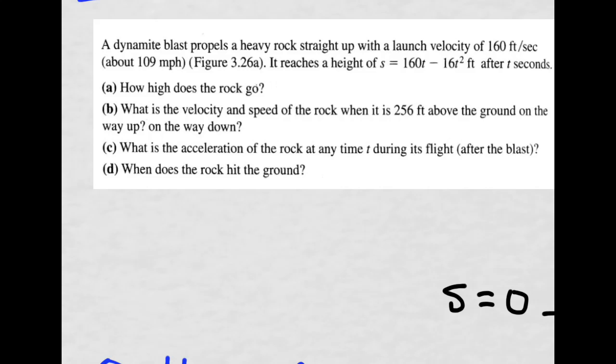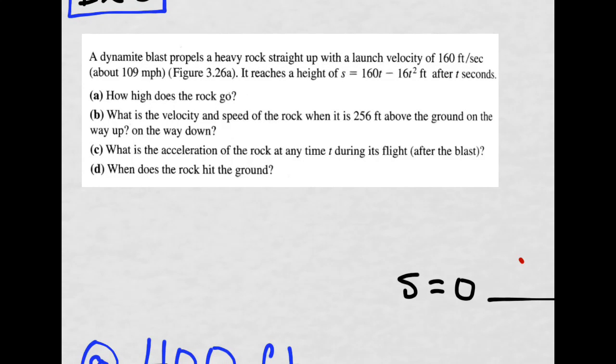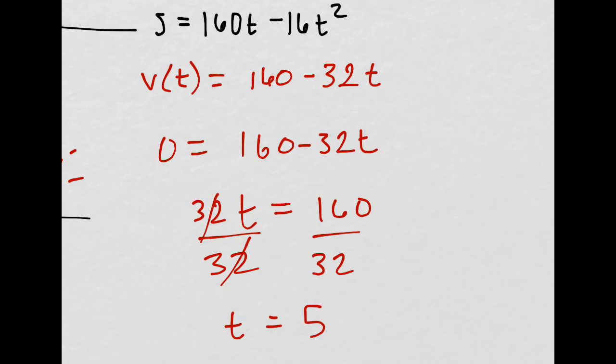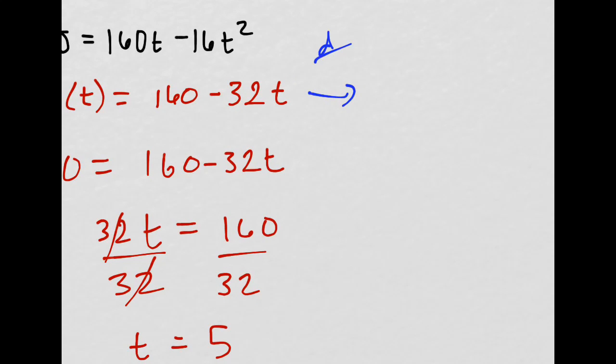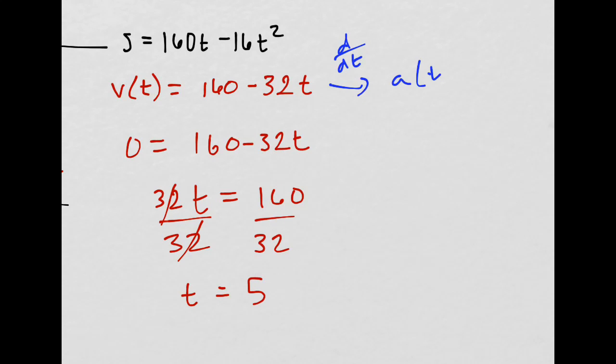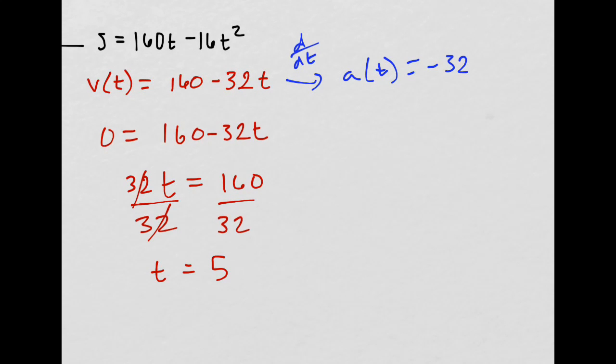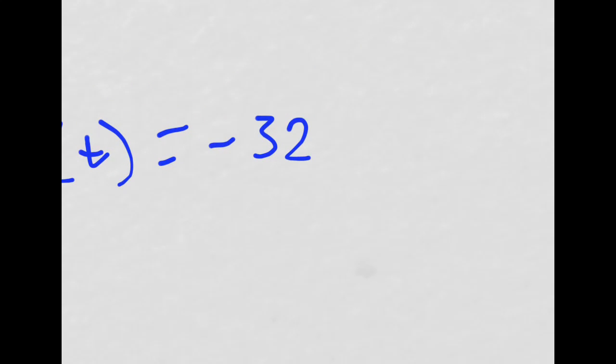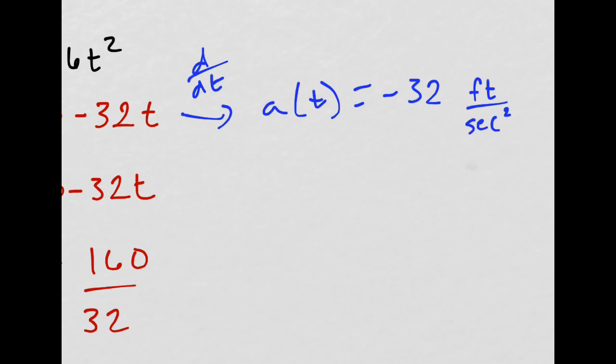Part C: what is the acceleration of the rocket at any time t during its flight after the blast? What would this mean? Well, hopefully you know. All we have to do is take the derivative of the velocity function. So take the derivative, d/dt, and I would get the acceleration function. And then that would just be negative 32, no matter what. But we have to think of what the units are. For acceleration, that's feet per second squared. All right, that's pretty nice.